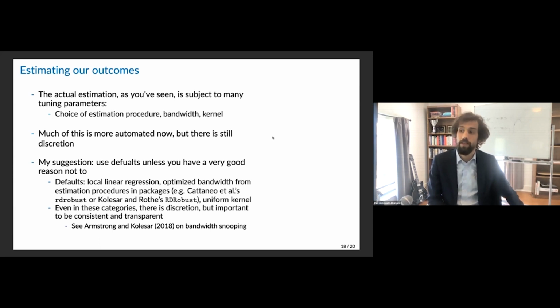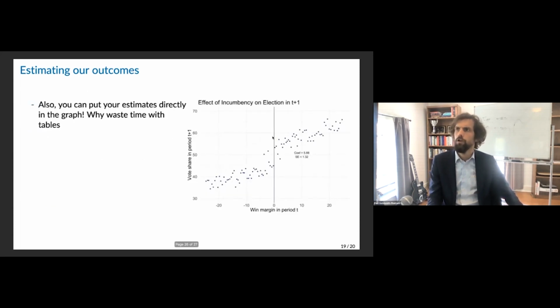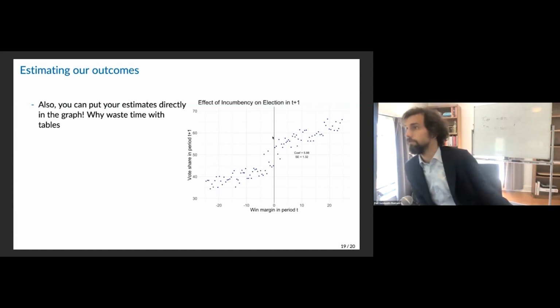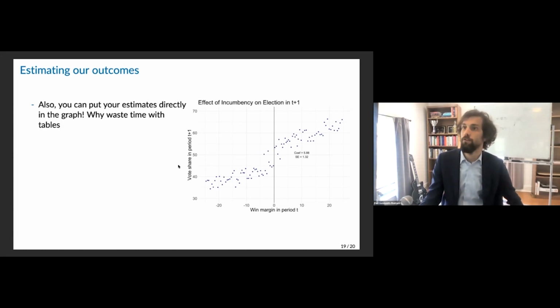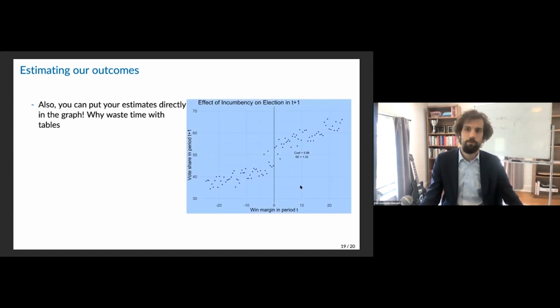If you're interested in thinking about this bandwidth snooping problem, Armstrong and Kolesar have a nice paper about this as well, I think in Quantitative Economics. One really nice thing, and it's just my new hobby horse, is that when you do this estimation procedure, you can just put your estimates directly on the graph. Stop wasting time with these tables. You have a graph here, there's an estimate, put the coefficient here.